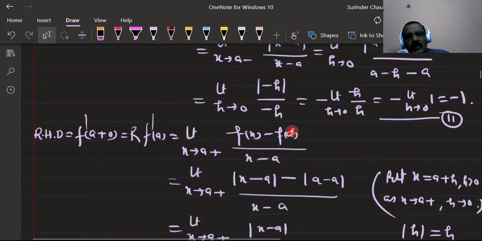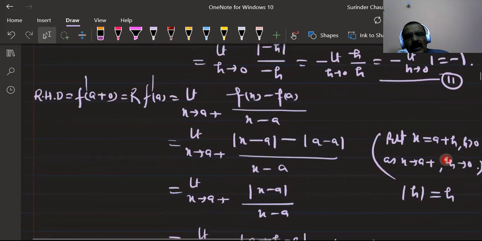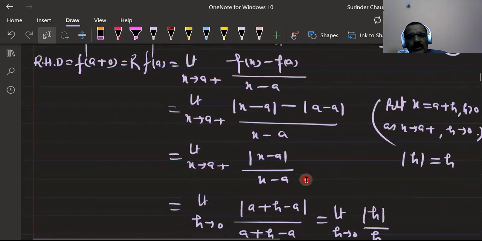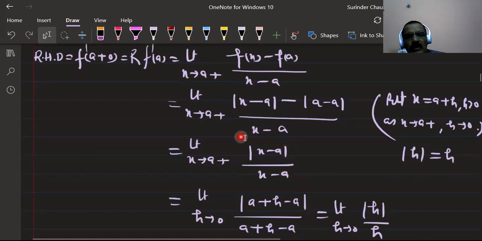Now substitute the function values at these points. Again, make the substitution, change the limit, and after simplification, we get this.